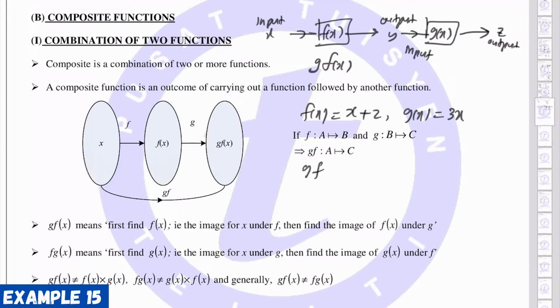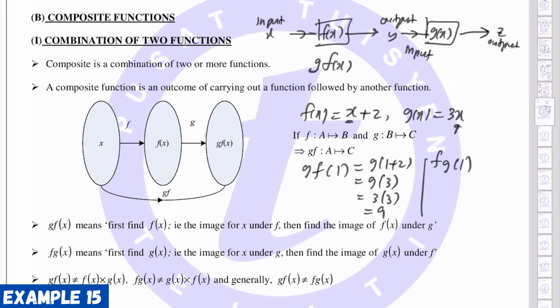Let's say I'm going to put something inside. I put 1 inside f(x). The calculation works like this: we substitute 1 into x here. So 1 plus 2 is 3, so you get g(3). And g(3) means you put 3 inside your x here, so it's 3 times 3, the answer is 9. Now on the other hand, if I give you fg(1), it means a different thing.